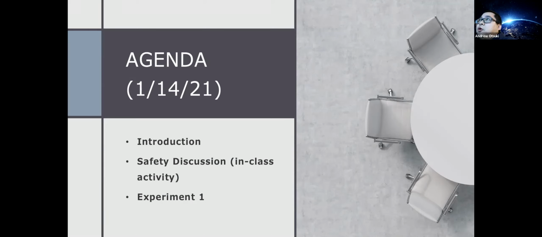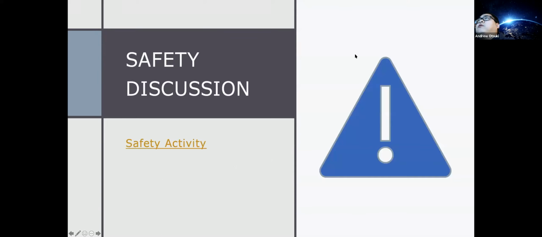So online learning has its own challenges. Okay, so let's move forward. We're going to first talk about safety. Even though we're not doing these things in the lab, it's part of the protocol that you all know what's safe behavior and what's not safe behavior. So we're going to look at this safety activity right here.